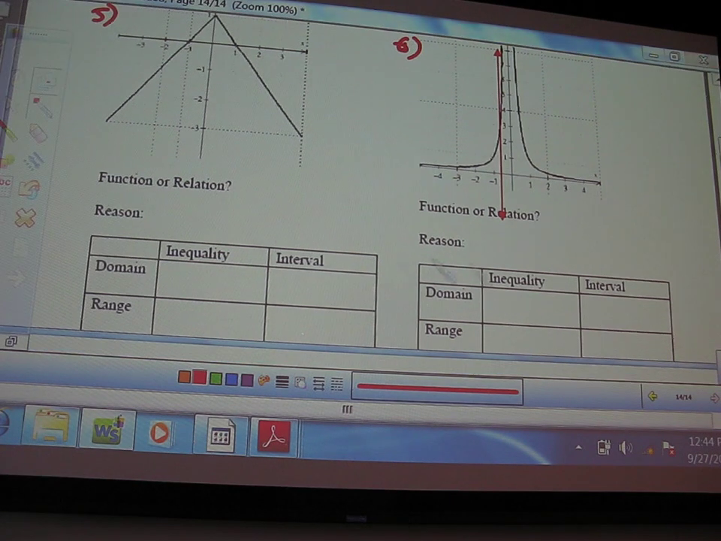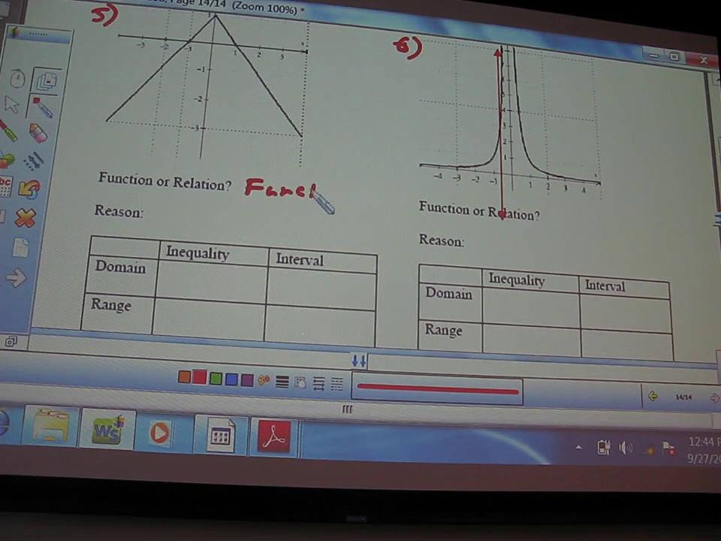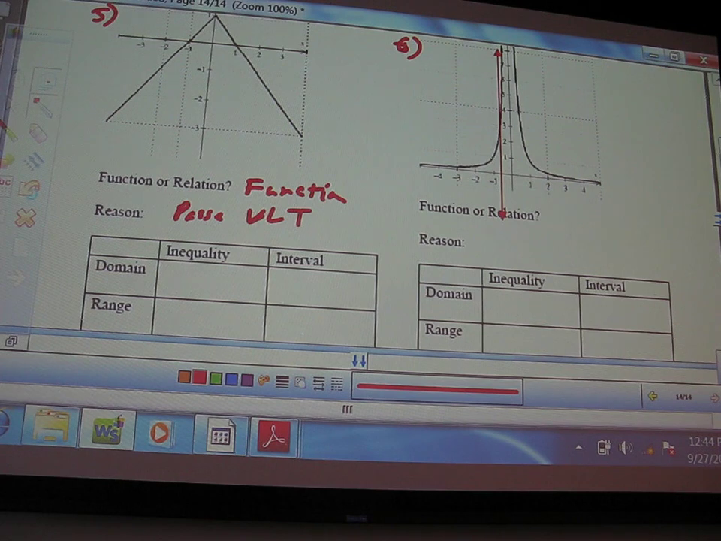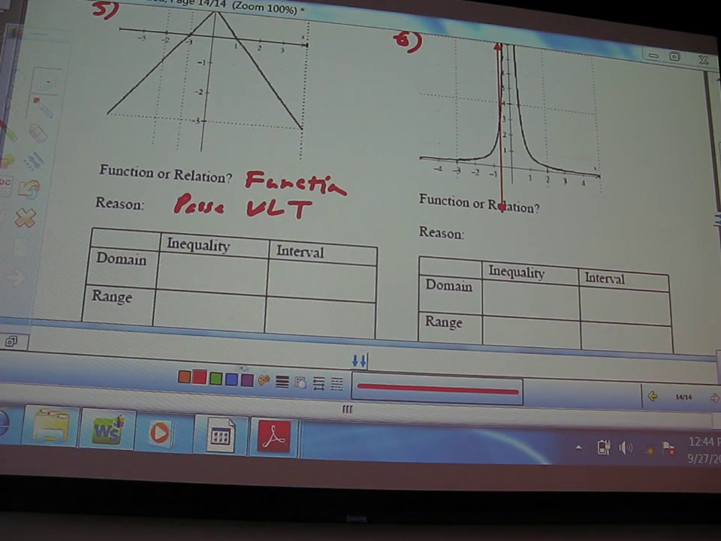David, what did you get for the first one? Is it a function or relation? Function. It passes the vertical line test, good. And then, Natalia, what did you get for the domain? I didn't finish that. I did the interval first. Yep, I know, that's okay. Give me the interval. Negative infinity, positive infinity? Yep, negative to positive infinity. So it's going to look like this. Negative infinity is less than x is less than positive infinity.